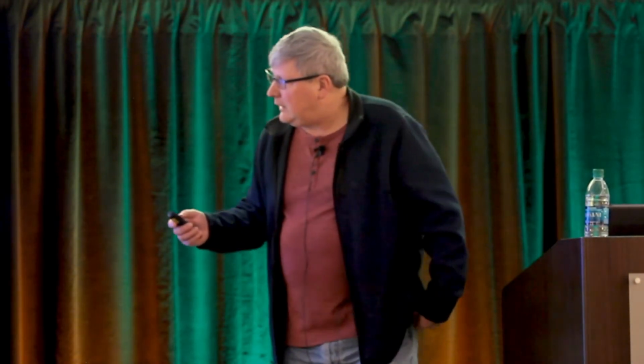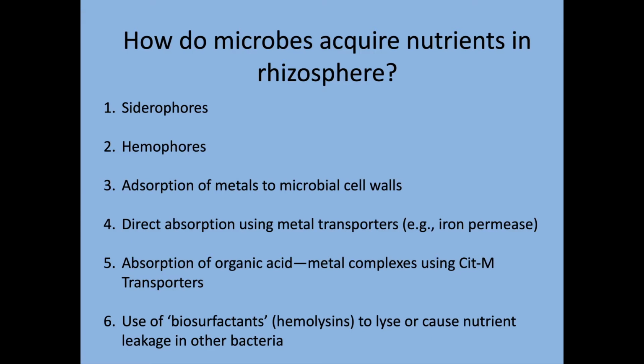Okay, so how do microbes do this? Microbes have structures called siderophores. These are actually iron molecules, this is how they get iron. Cell walls will also absorb metals to them. They also will work with plants and get metals from the organic acid metal complexes using special transporters that they have, and I'll show that process.